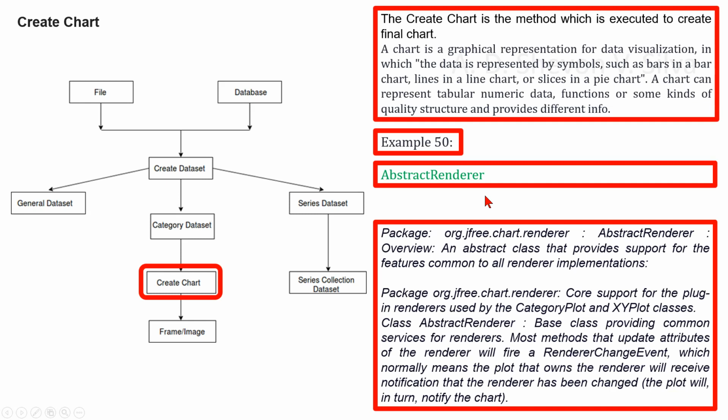The abstract class that provides support for the features common to all renderer implementations. Colors, line styles and shapes for each series: paint, fill paint, outline paint, stroke, outline stroke, shape. Series visibility, series in a legend visibility. Item labels: item label visible, item label font, item label paint, positive item label positions, negative item label positions, chart entity generation. This base class is extended by abstract category item renderer and abstract XY item renderer.